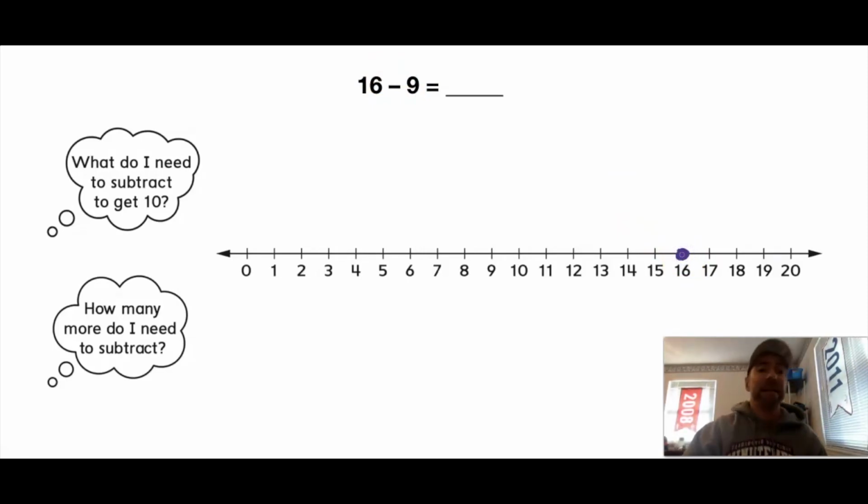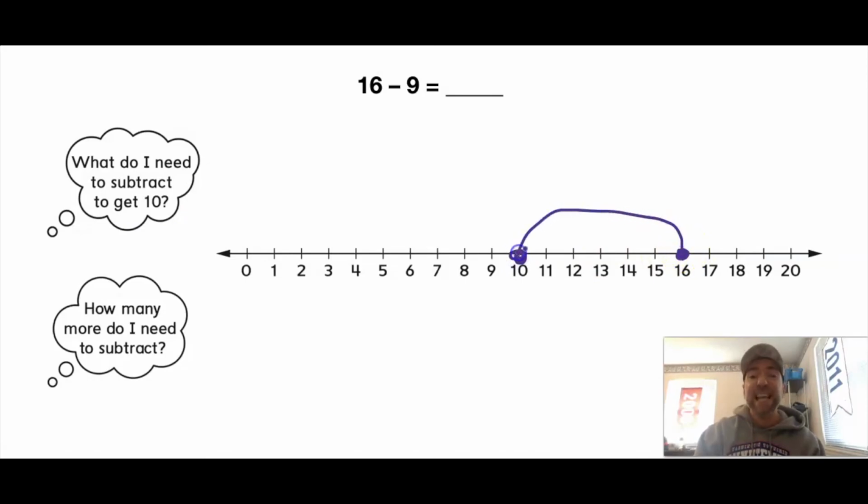Now our second step is, what do I need to subtract to get to 10? How many is 16 away from 10? Well, 16 is 6 away from 10. So I made a big hop from 16 all the way to 10. Notice that mathematicians even write how many they counted back. Minus 6. But I'm not done yet. My problem isn't 16 minus 6. My problem is 16 minus 9.